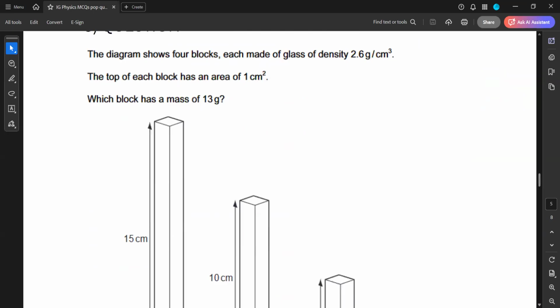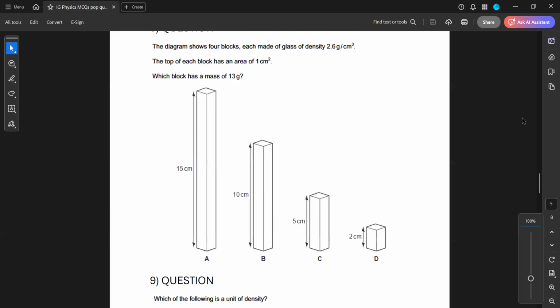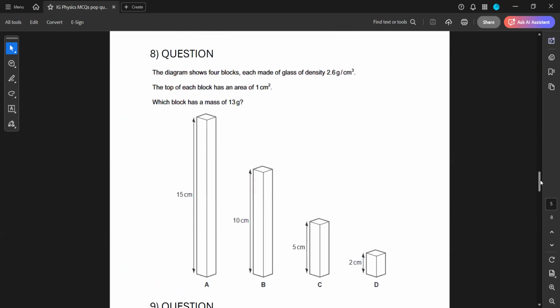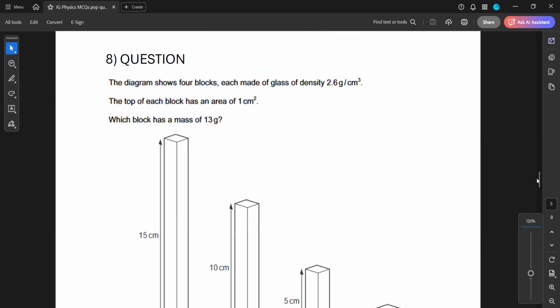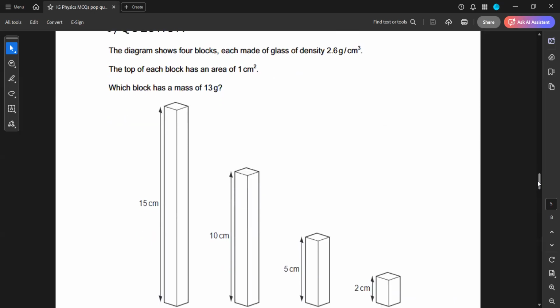Question 8. Sir, I have a doubt in this question. Okay. In question 8, the diagram shows 4 blocks, each made with a density of 2.6. Which block has a mass of 30? The cross-section area is 1 centimeter square for all of them.